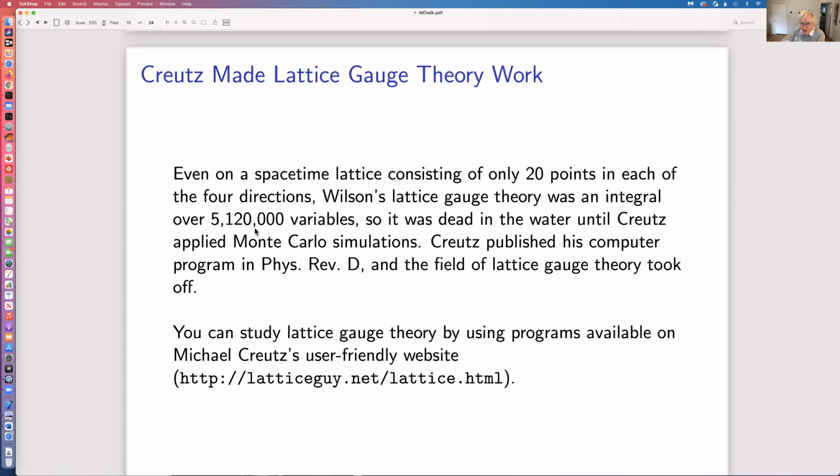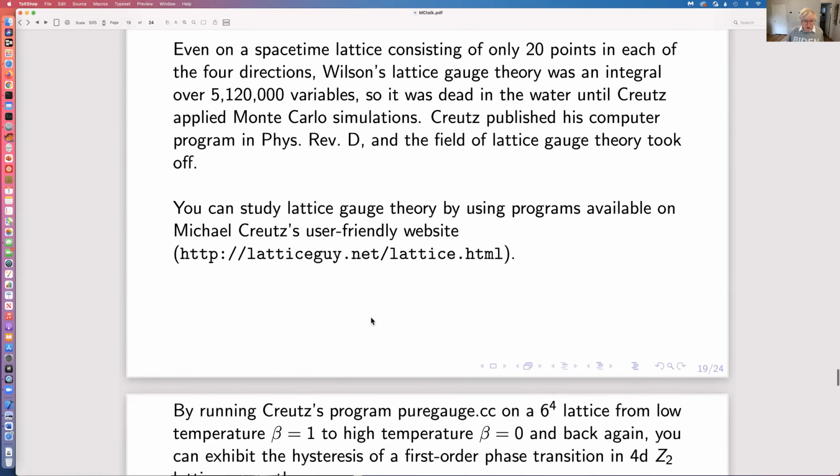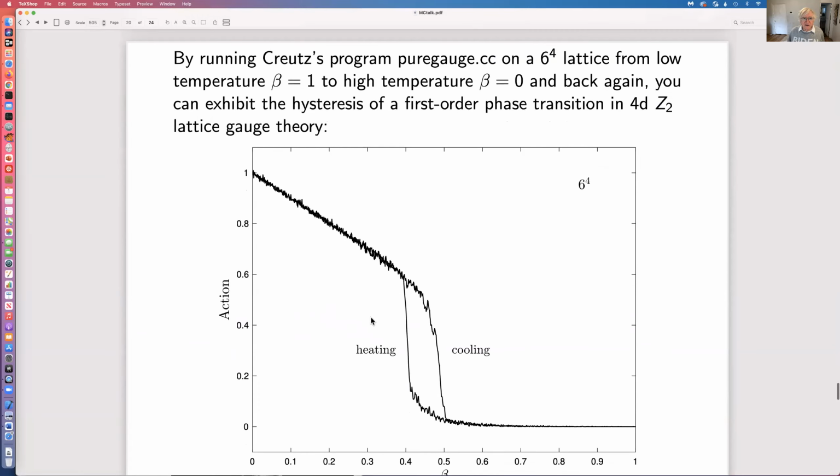So it was just dead in the water until Michael Creutz applied Monte Carlo simulations. Creutz published his computer program in Physical Review D, and the field of lattice gauge theory took off. By the way, Creutz has a user-friendly website, latticeguy.net/lattice.html, where you can find various programs and play with them. I think they're all written in C, and they're quite cute, nice programs.